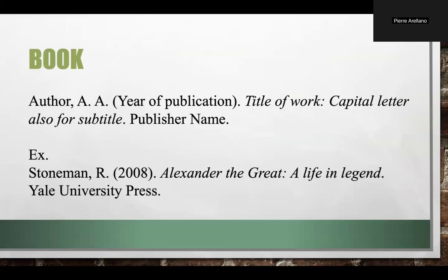But how do you cite stuff in the references page? Well, this is where we get into certain things like books. So let's just start with books. Maybe you're going to cite, for instance, our book, the Bedford Researcher, when it comes to some of your papers. That's fine. This is how you would do it. I have the template here. So author, year of publication, title of work, with a capital letter also for the subtitle, and publisher name. So for instance, Stoneman, R., then whatever the year is, whenever it was published, then Alexander the Great: A Life of the Legend, and then Yale University Press. So that's the publisher name.